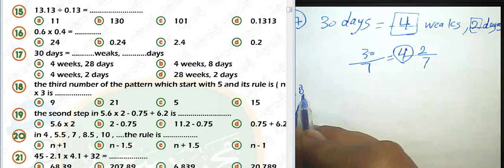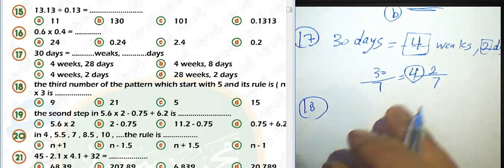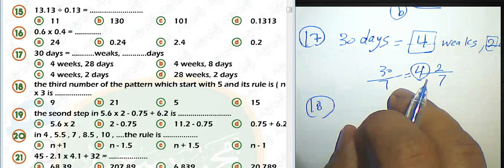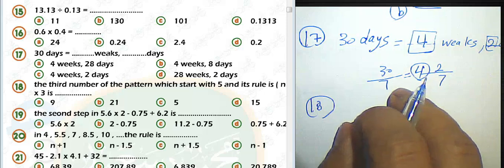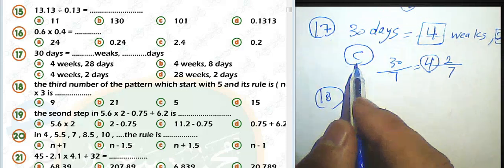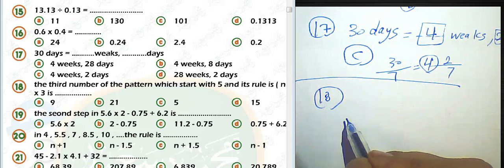Okay, question 18. Look at question 18 here. So this example is 17. We must choose 4 weeks and 2 days, letter C. In this example, we must choose letter C. Okay, about question 17, choose letter C. Question 18. Look at with me about question 18 here.